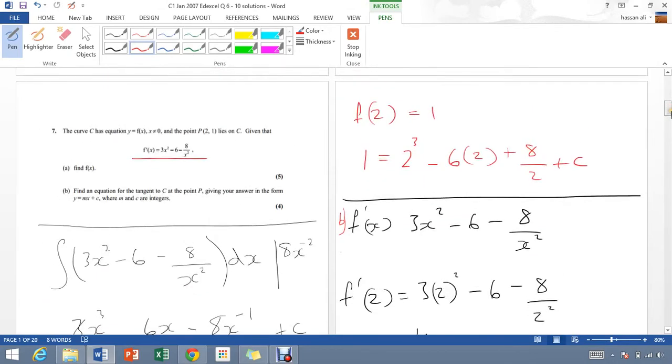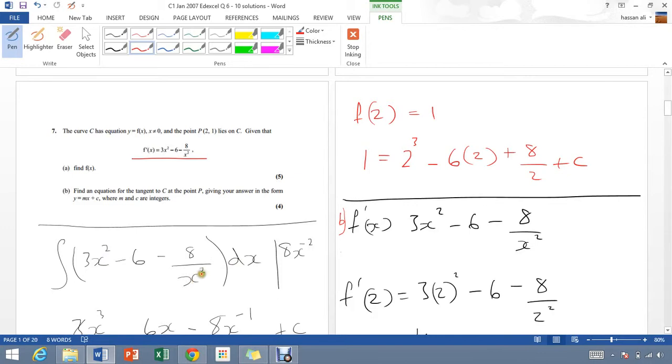Right, moving on to question 7. Question 7 has given you not the full equation, and it's giving you a point (2, 1) which lies on C. It's given you the derivative, 3x squared minus 6 minus 8 over x squared, and it's telling you to find f(x). So what do you think we do? We've got the differentiated one here, so we have to integrate to get our equation. Again, put this in your bracket.